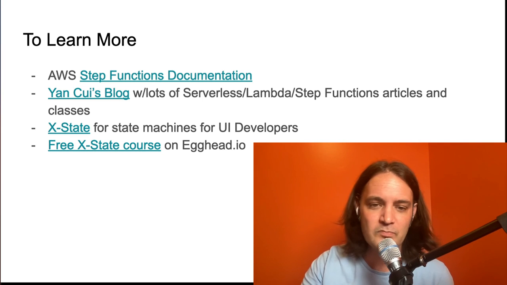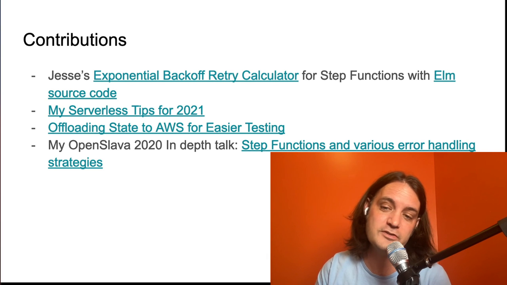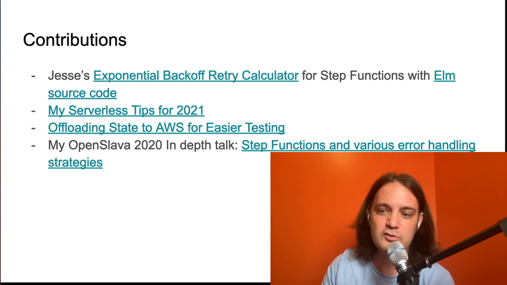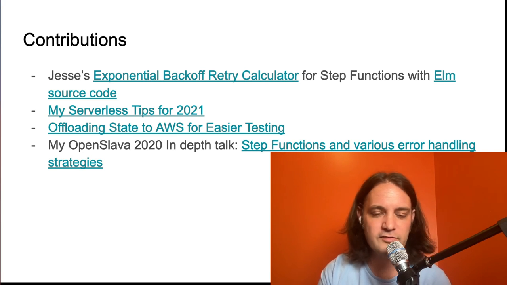So there's a free XState course if you're interested in getting a really good introduction to it on egghead.io. And more videos for me. Like I said, my app, Exponential Backoff Retry Calculator. If you want to do the math for when you should do Exponential Backoff, I got an app written in Elm. And I got the source code there if you want to rewrite it yourself.